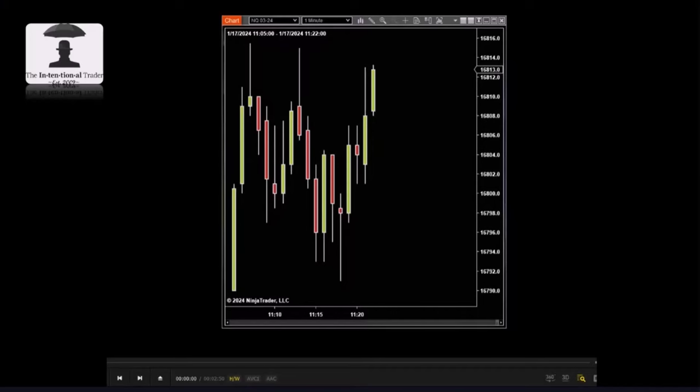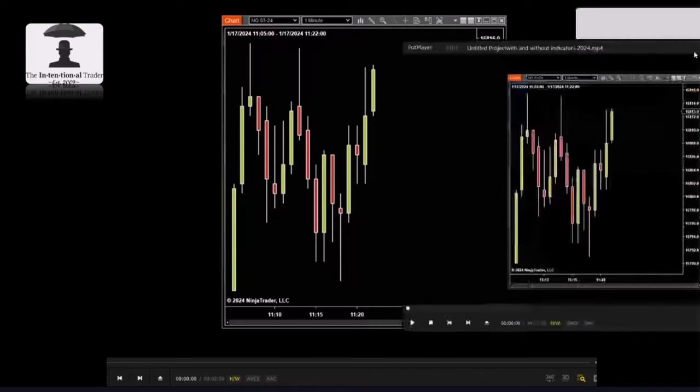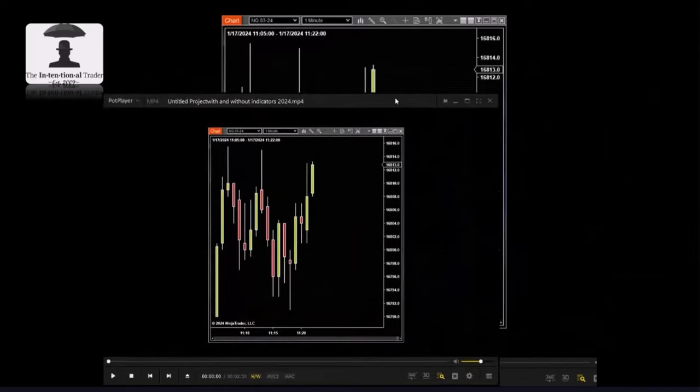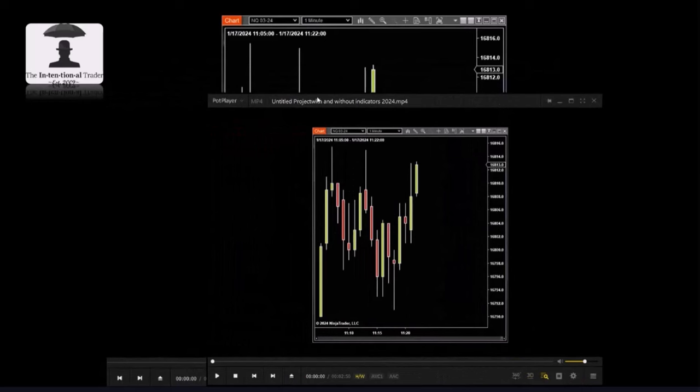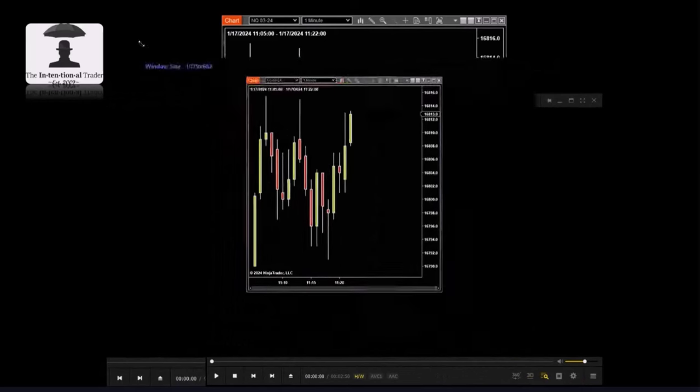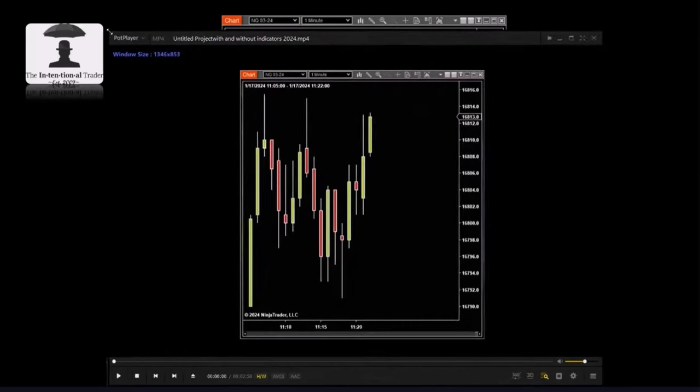So let me show you. I think this was yesterday. I just grabbed one. I made this last night. So I just grabbed one trade from yesterday. I guess that's on the NQ. So let's watch this market move. I have it sped up a little bit. Let's watch the market move.